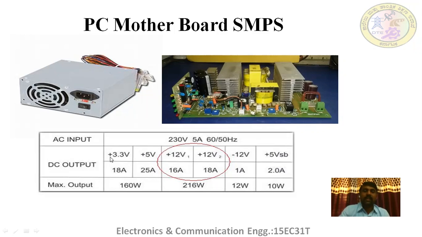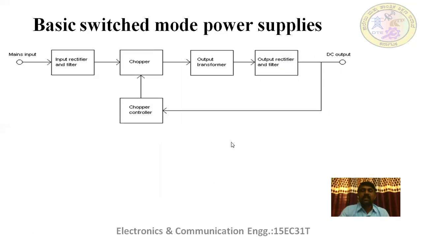So these are available in combinations. Maybe this is only available with ground pins, or a number of voltages are available grouped together. So there are 4-pin ATX connectors, 8-pin ATX connectors, and 20 or 22-pin ATX connectors available in SMPS. So let me move on to the next slide. This is the basic structure or basic block diagram of a switched mode power supply.